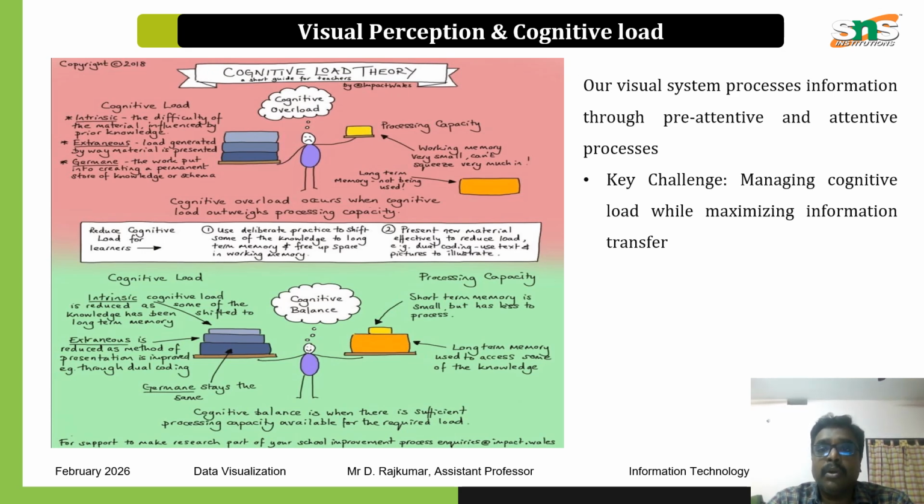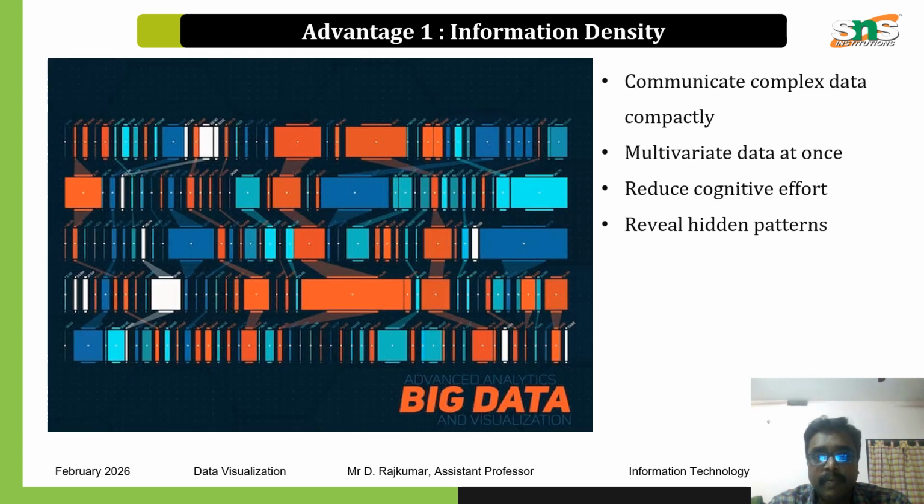Our visual system processes information through either pre-attentive or attentive processing. Here the key challenge for our entire visual system is to manage the cognitive load while maximizing the information transfer. So whenever we see or visualize something, the brain and other systems have to manage how much cognitive load is placed on them.